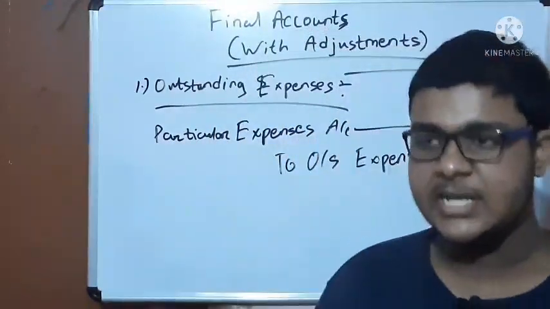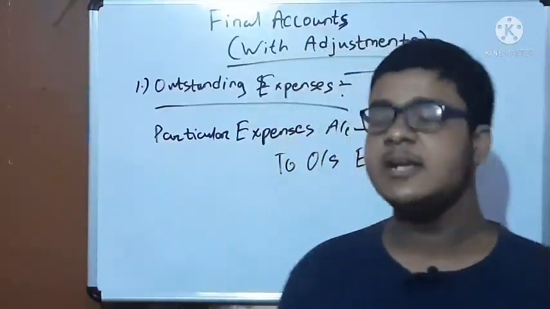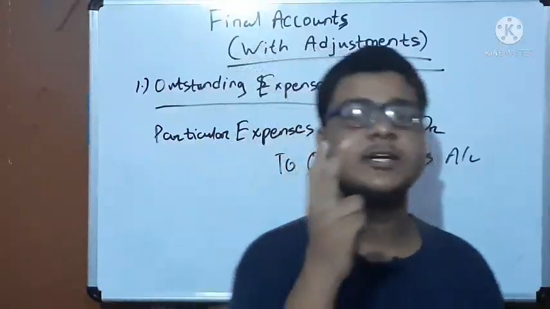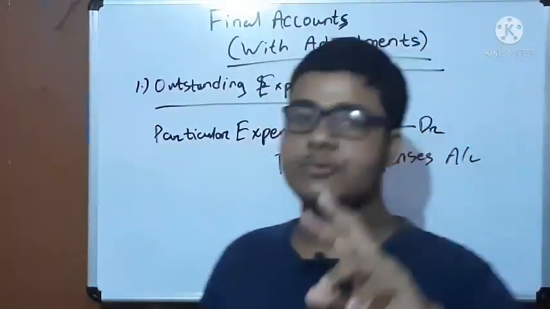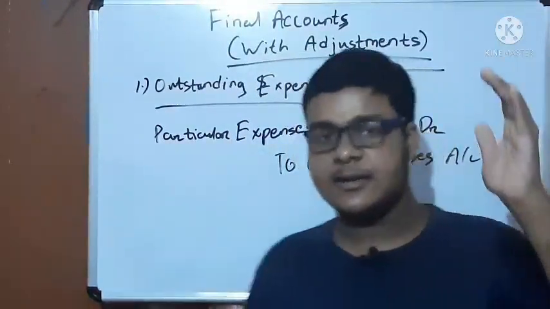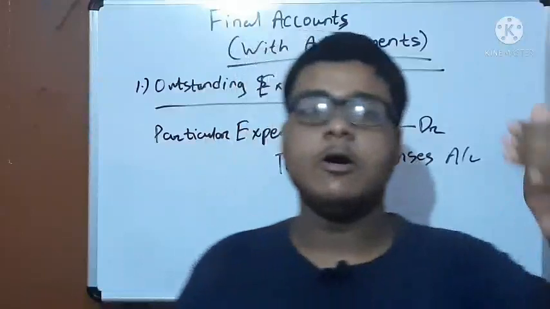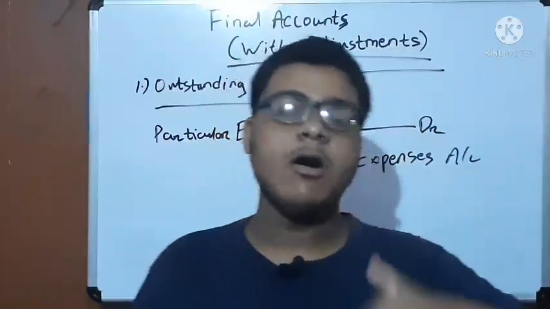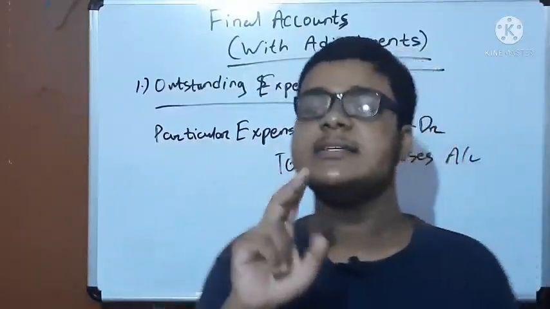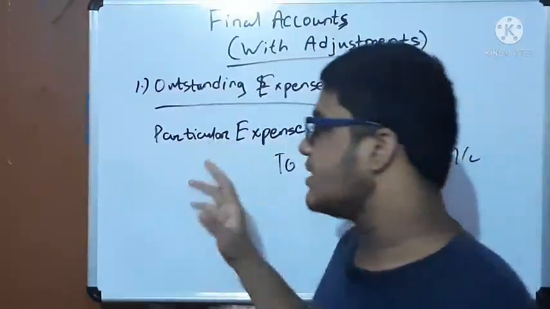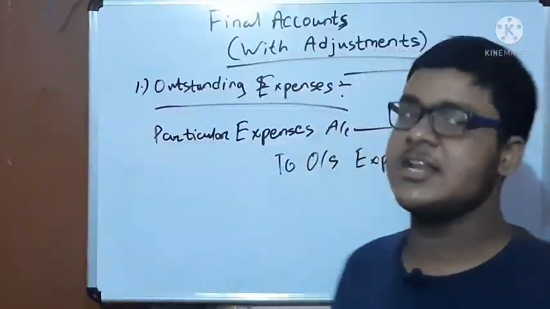Please remember that the transactions given in the adjustments are to be recorded twice in the financial statements: either in the trading and profit and loss account, or in the profit and loss account and balance sheet, or in the trading account and balance sheet, or both in the balance sheet. So it has to be recorded twice in the final accounts. We have already gone through outstanding expenses.